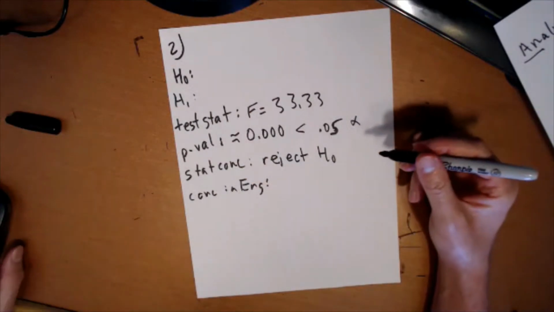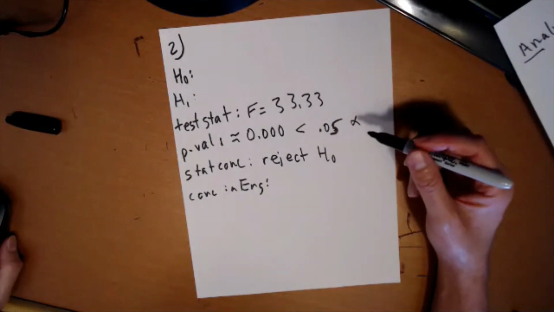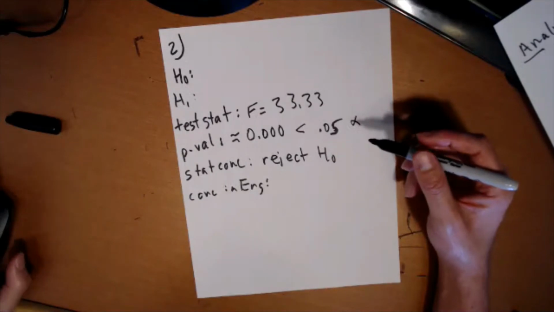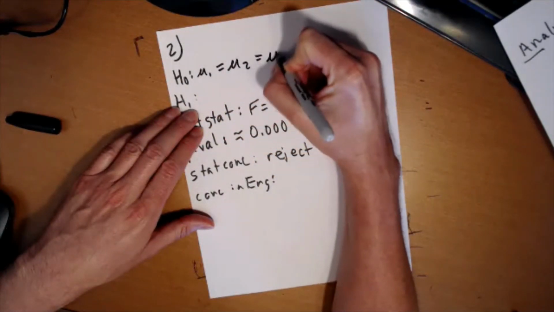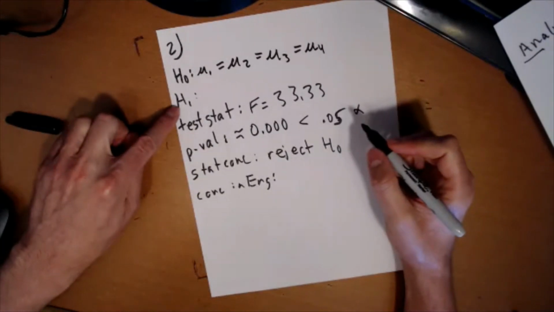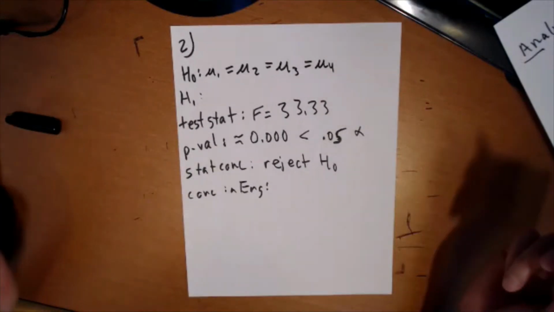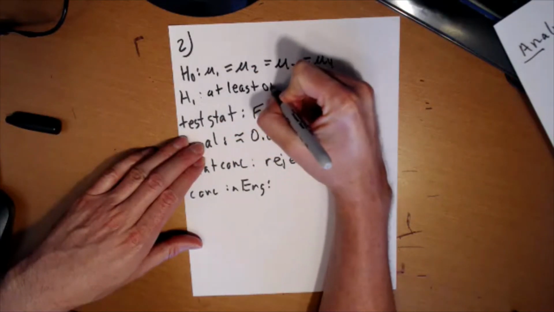Just like problem number 1, the null, how many groups do we have? Sample A, B, C, D. So there's 4 groups. So the null hypothesis would just be mu1 equals mu2 equals mu3 equals mu4. And then the alternative hypothesis, H1 or HA, should be pretty easy. It would just be at least one mean is different.